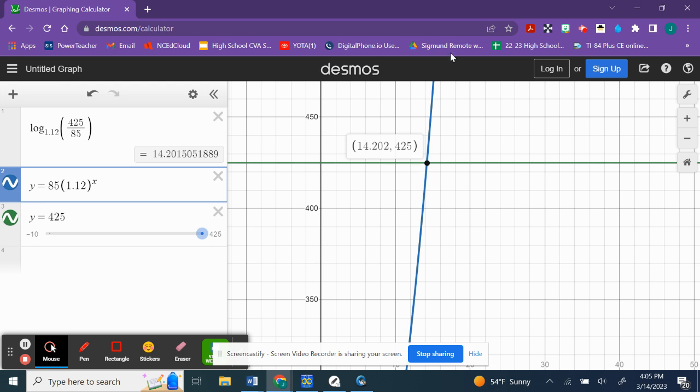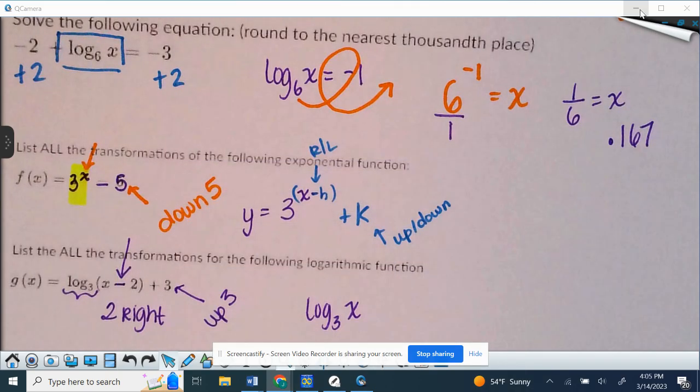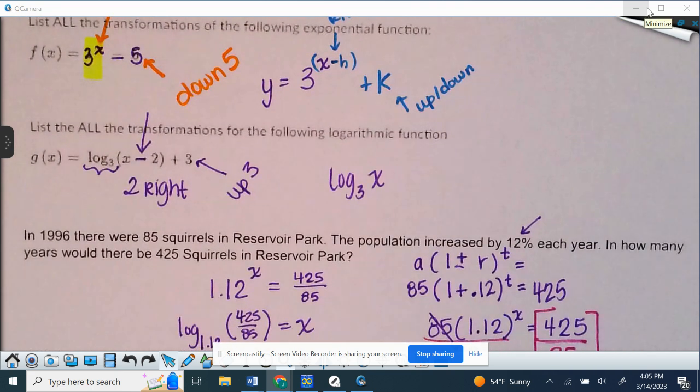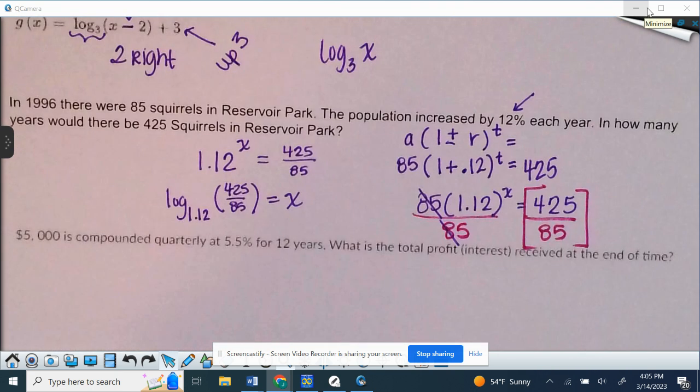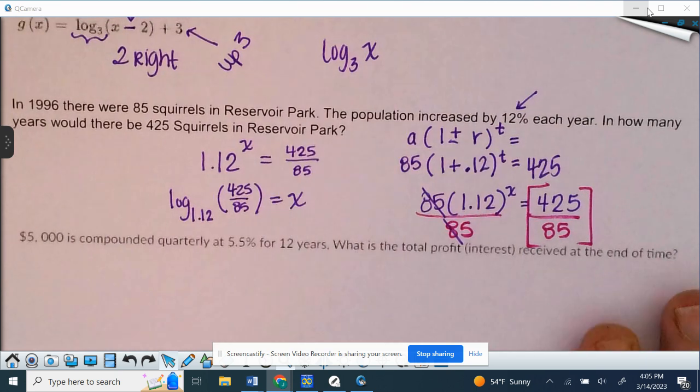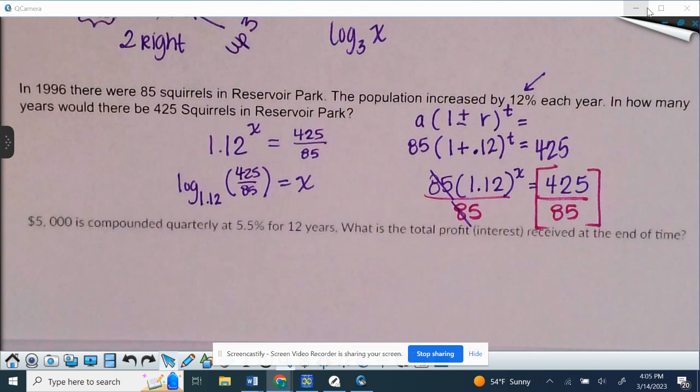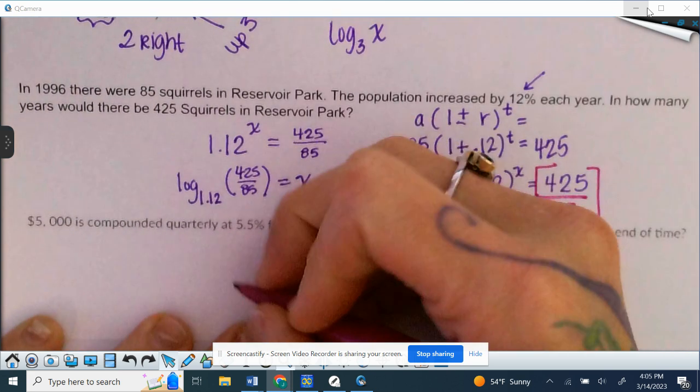All right, last but not least, one more question. And I think this one people messed up because there's a keyword in there, and there's an EOC release question that says this as well. So 5,000 is compounded quarterly. So quarterly is going to be 4 times a year. So this is the one where we're going to do 5,000.